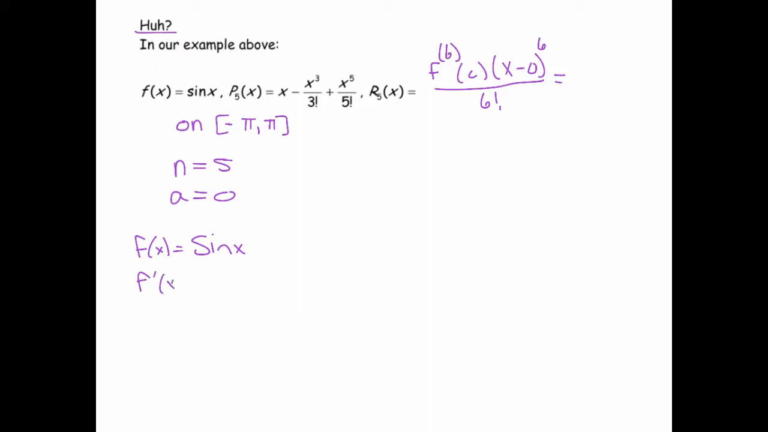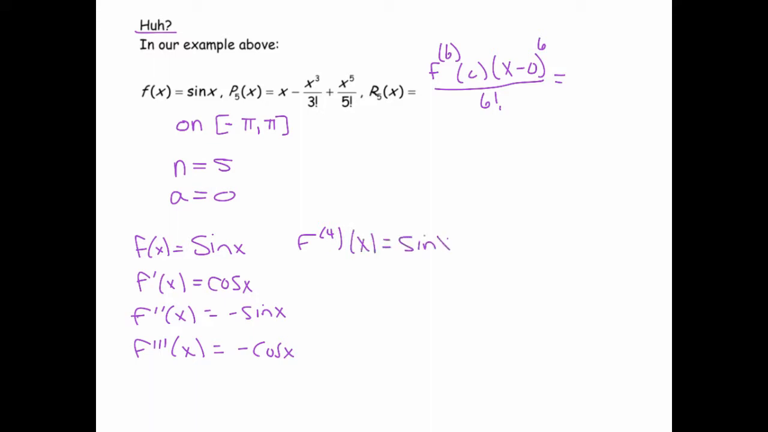The first derivative would be cosine. The second derivative would be negative sine. The third derivative would be negative cosine. The fourth would be back to sine. The fifth would be cosine. And then the sixth would be negative sine.